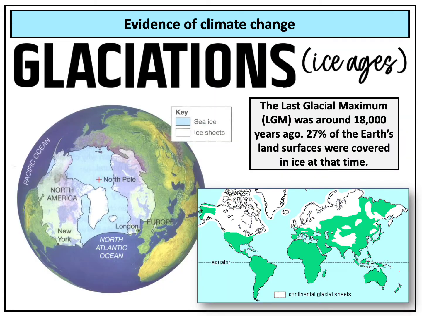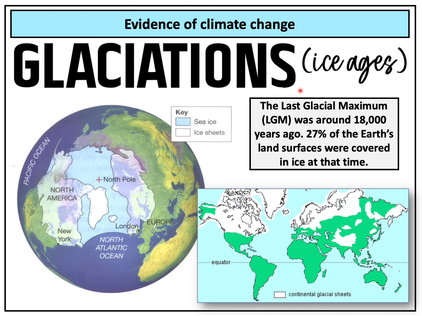So, a glaciation is a period which is also known as an ice age. So throughout time, when we've had those periods where global average temperature was up to 9 degrees cooler than what it is today, these are periods called glaciations or ice ages. And the last glacial maximum, the LGM, was around 18,000 years ago.